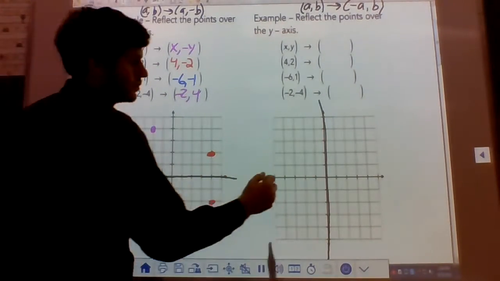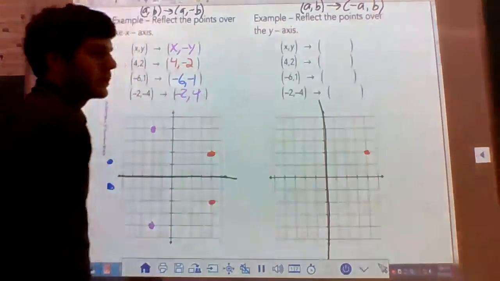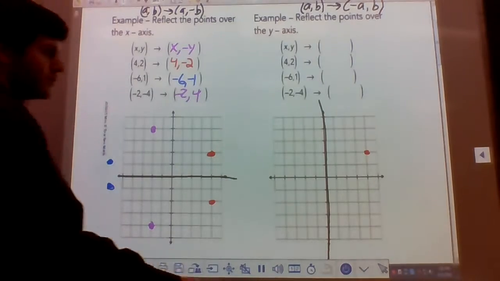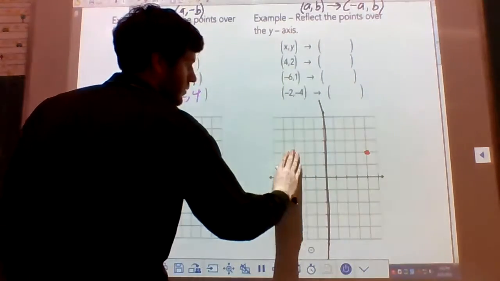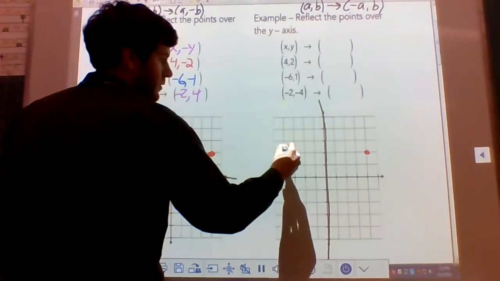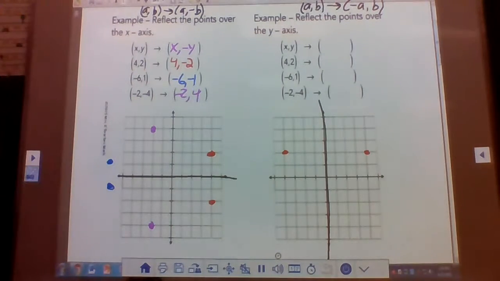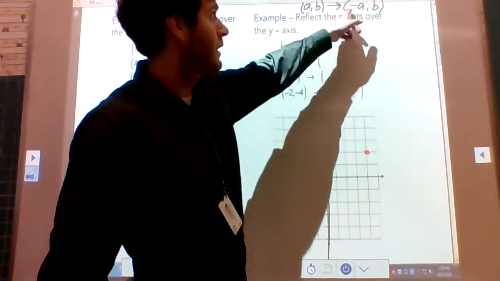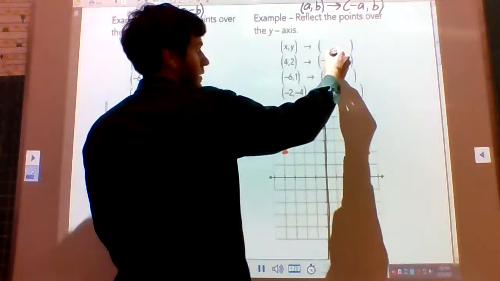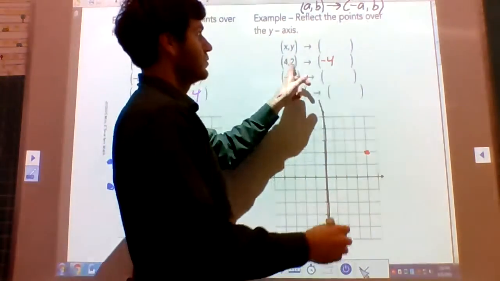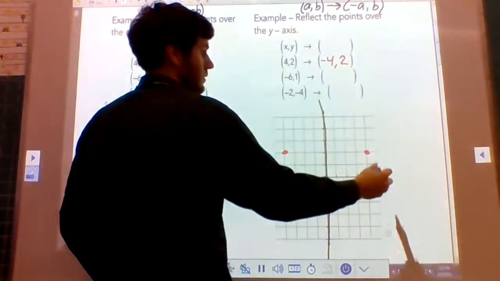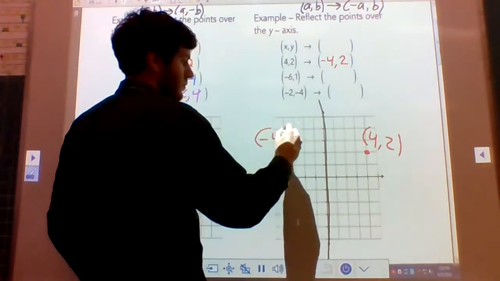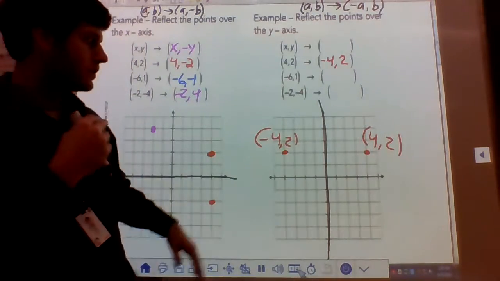Okay, so the point 4, 2 is right here. It's 4 to the right, so we need to reflect it 4 to the left. Again, if you imagine folding this over, it's going to line up perfectly. Or you can use the formula. We're switching the sign of the x value, the first coordinate. A goes to negative A, so 4 goes to negative 4. B goes to B, so 2 goes to 2. And we see this is 4, 2. This is negative 4, 2.